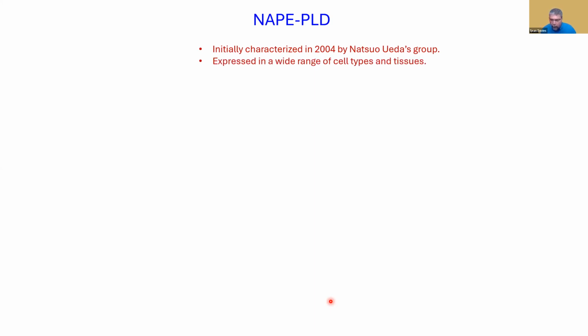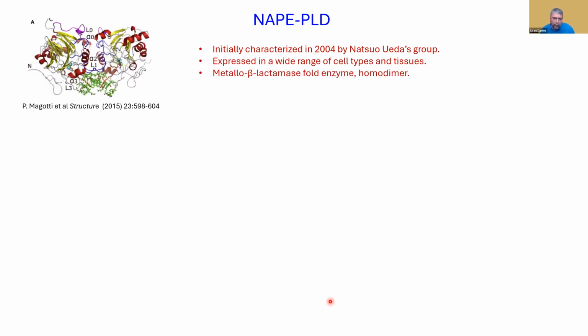So I just want to give you a brief history of several of these biosynthetic enzymes. And one thing to keep in mind is that many of these were only fairly recently characterized. The one that was characterized the longest ago was NAPE-PLD. This was work done in 2004 by Natsuo Ueda's group. And this gene is highly conserved from worms to humans. It's expressed in a wide number of cell types and tissues, so it's a fairly ubiquitous enzyme. Structurally, it's a metallo-beta-lactamase fold. It acts as a homodimer.